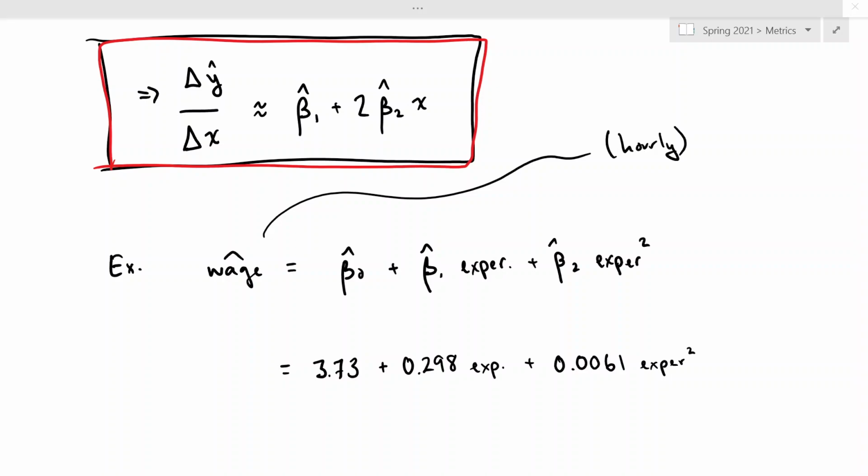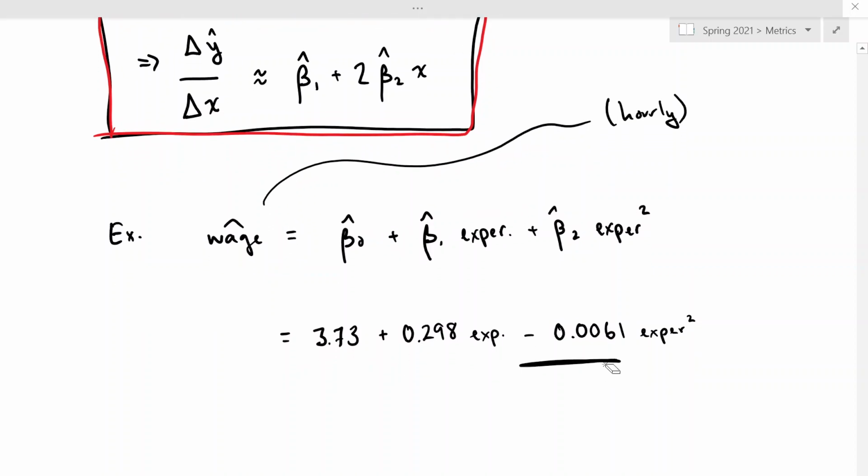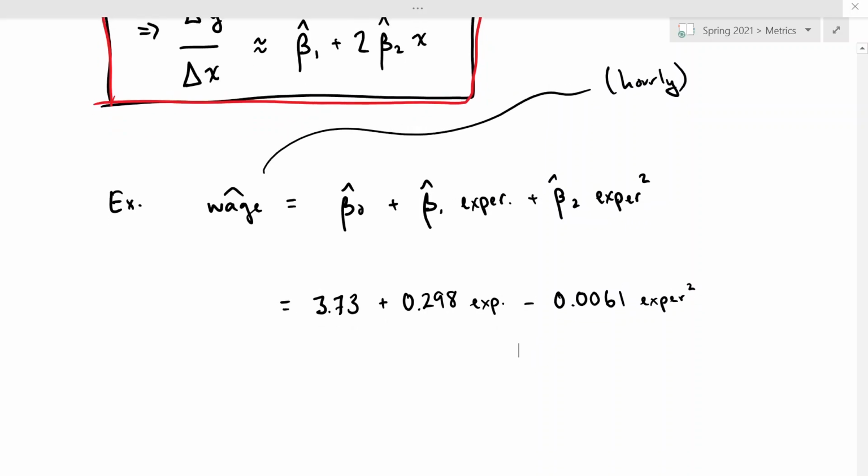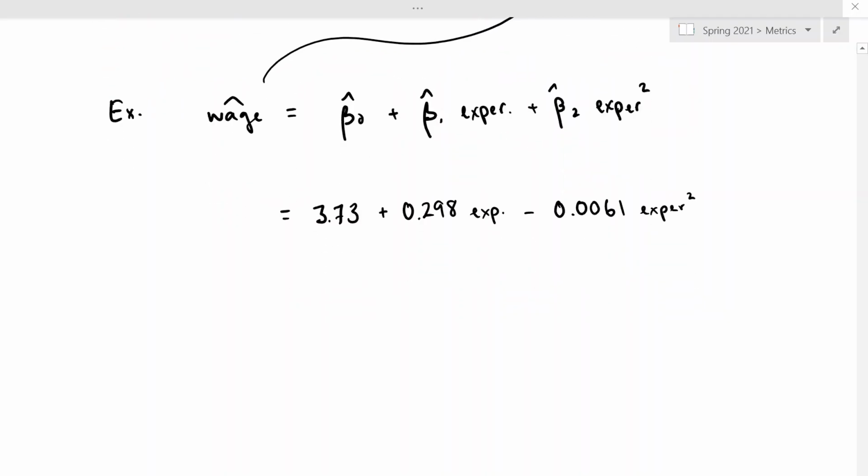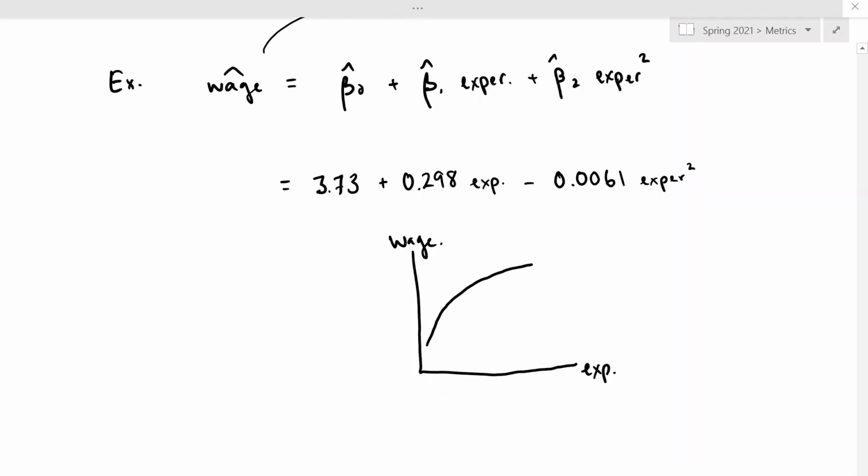So again, wait a second. This plus here is a minus. Beta 2 is a negative 0.0061. So minus right here. And again, that's this idea that experience has an increasing but diminishing effect on wage, like this. And that intercept there would be the 3.73.